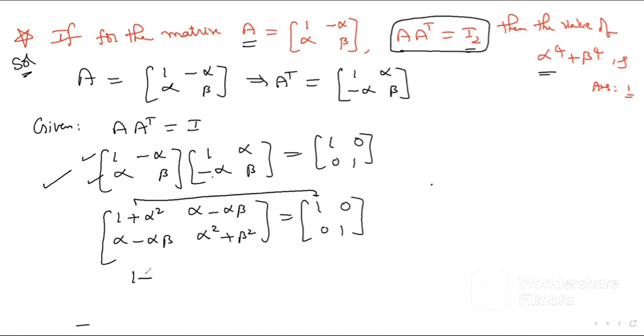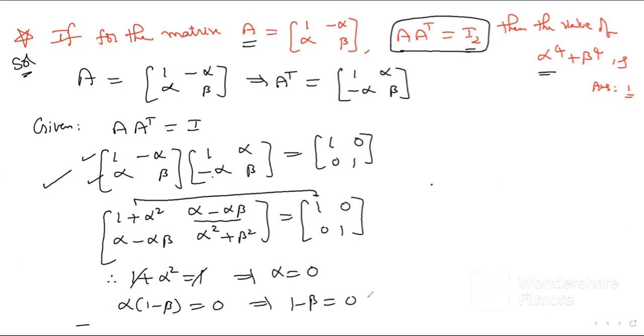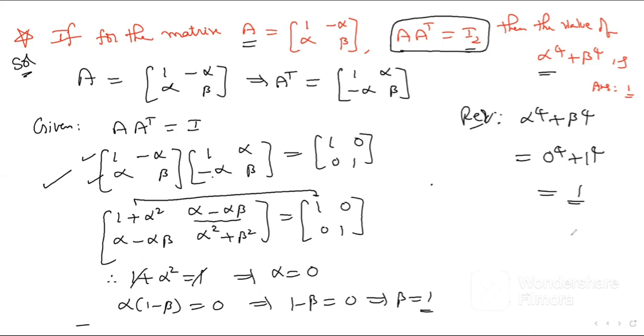We get 1 plus alpha square is equal to 1. The 1 gets cancelled, and we get alpha equal to 0. Next, the A12 element: alpha into 1 minus beta is equal to 0. So 1 minus beta is equal to 0, and we get beta equal to 1. So beta is equal to 1, alpha is equal to 0. Now what is required? Alpha to the power 4 plus beta to the power 4. Here 0 to the power 4 plus 1 to the power 4 is 1. What is the answer here? 1.